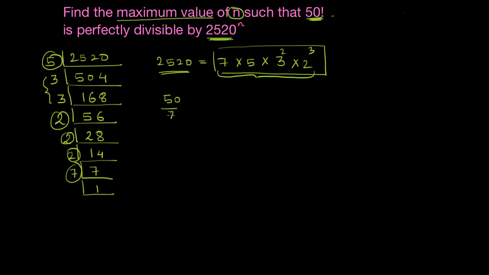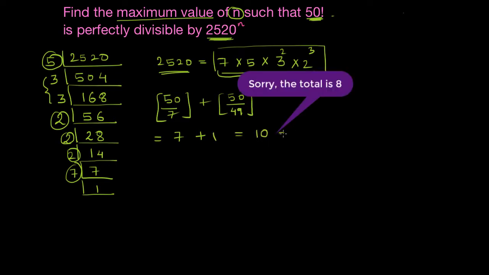50 divided by 7, I'll take the greatest integer here, plus 50 divided by 7 square, that is 49. After this I'll get a 0, so I won't proceed. Now 7 7s are 49, so this will be 7 point something, and the greatest integer will become 7, plus 50 divided by 49, this will be 1 point something, and the greatest integer will be 1. So this value is equal to 8. So I have total 7s available here.